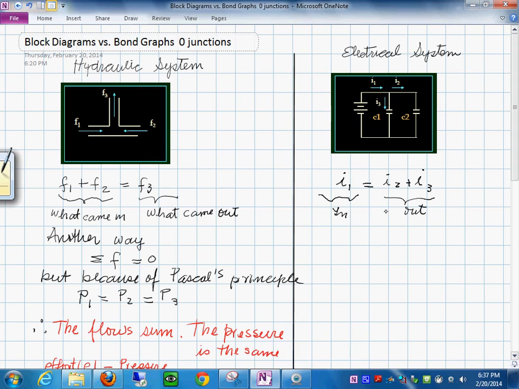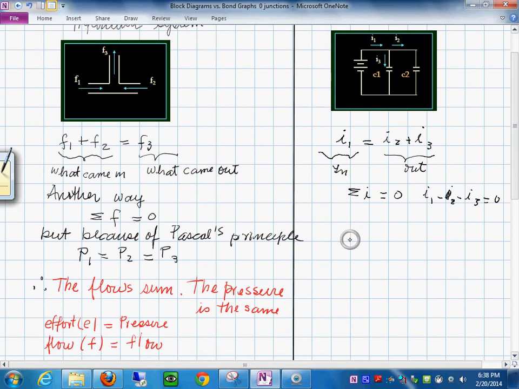It's totally power conserving, so nothing gets lost. And then you know that what this is saying is that the summation of the i's equal to 0. That's another way of writing this, because you could write that I1 minus I sub 2 minus I sub 3 equals 0. You can do that, see? And in here, we also know that the voltage V1 is equal to the voltage V2 equal to the voltage V3, because the voltage is constant at the node, right?